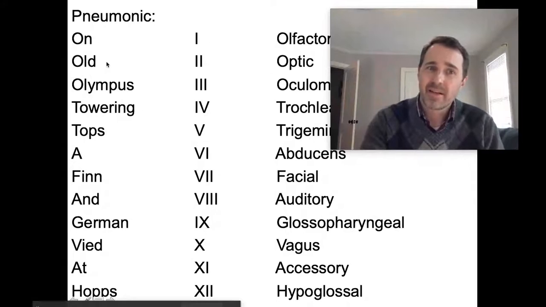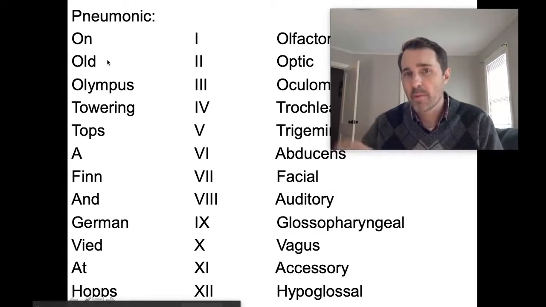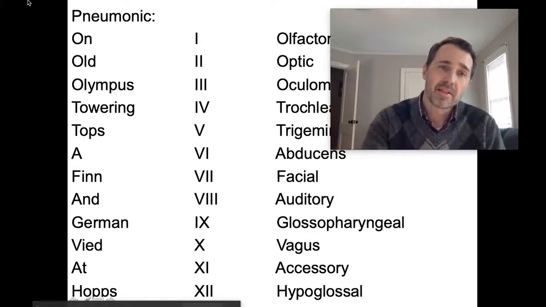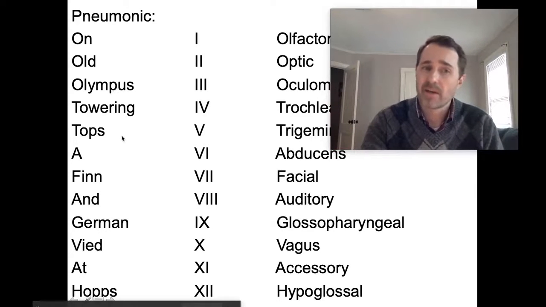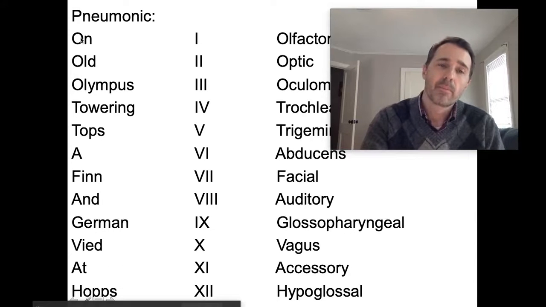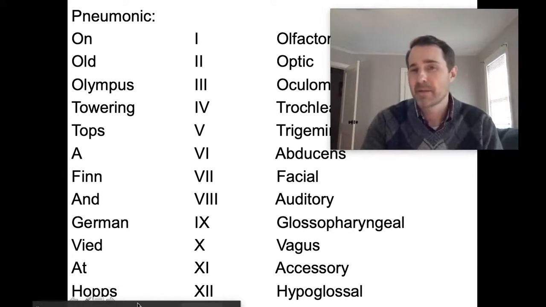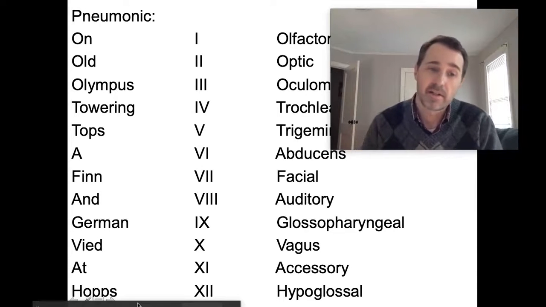First one is the mnemonic that helps you remember the order of the cranial nerves. And this is: on old Olympus's towering tops, a Finn and German vied at hops. So O for olfactory, O for optic, O for oculomotor, T for trochlear, T for trigeminal, A for abducens. You get the picture. Vied at hops, meaning that they're having a drinking contest.